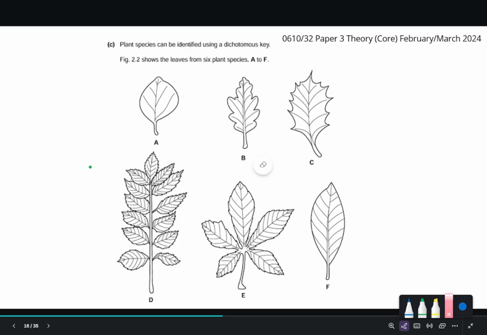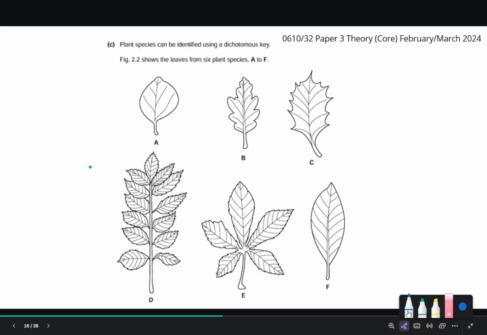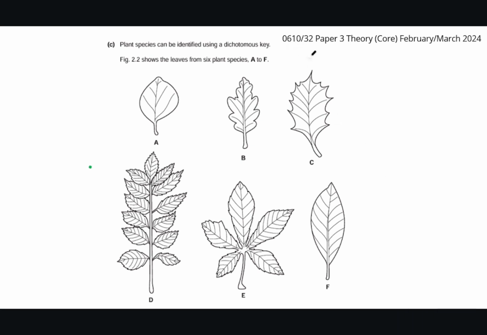Now we are going to move ahead towards an exam question. All right, that was just a general example. Now we're moving towards an exam question. So as I already told you guys, these dichotomous keys are usually tested in your theory paper, theory core paper of IGCSE. And as you can see, this is a very recent paper. I extracted this question from March 2024.